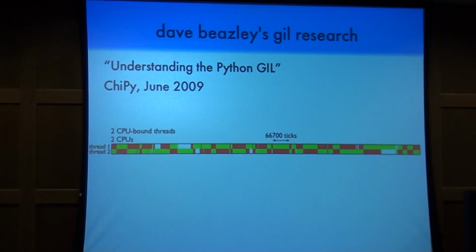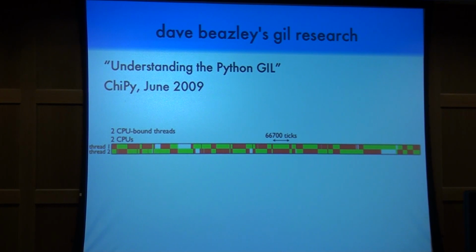What this diagram is showing us is the number is not 100. This one in particular, the top is thread 1, the bottom is thread 2. Red means I want to run, but I can't because somebody else has the GIL. Green means I'm holding the GIL and I'm running right now. And the x dimension is time. You can see we've identified this one interval as 66,700 ticks. This is 667 times longer than it should have been allowed to run. So something terrible is going on here.